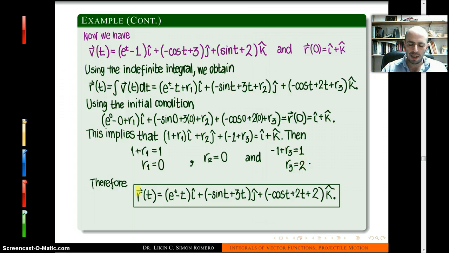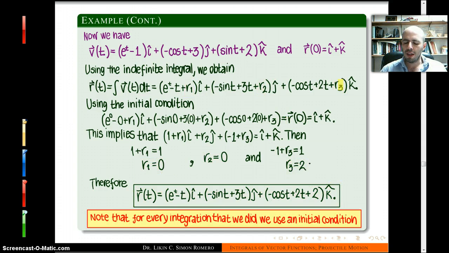So therefore we have that our vector function is equal to this function over here. Notice that this function is obtained by just replacing r1 by r1 in the formula for r(t), r2 by r2, and r3 by r3. Note that every integration that we did used an initial condition. So usually if you want to go from acceleration to position, you need two pieces of information. If you are going from velocity to position, you only need one.